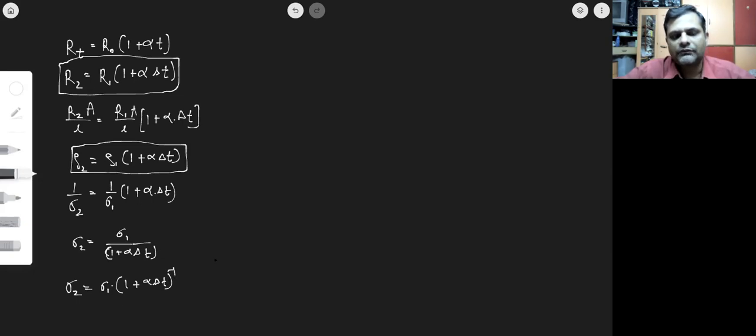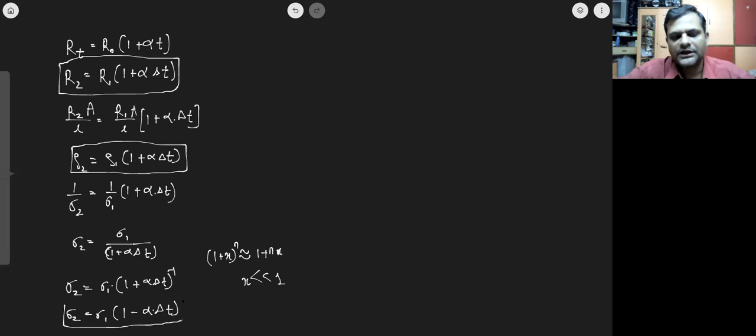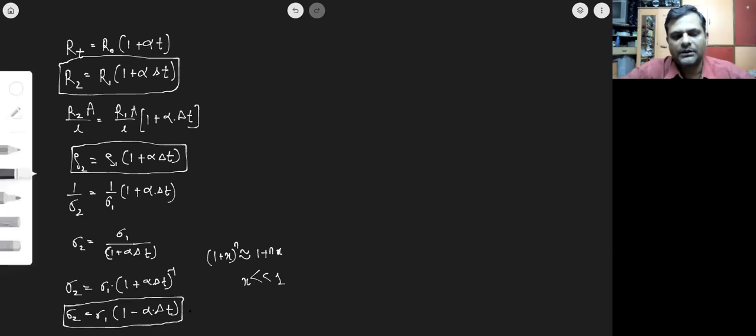But as we know that (1 plus x) raised to n is approximately equal to 1 plus nx when x is very, very small compared to 1. So in this case, we can replace sigma 2 by sigma 1 into this, where the minus 1 will just jump in between the two terms. And we can get this finally as 1 minus alpha into delta T. So this is the relationship between the conductivities at two different temperatures, remember. Yes, this is the relationship between the resistance and temperature in short.